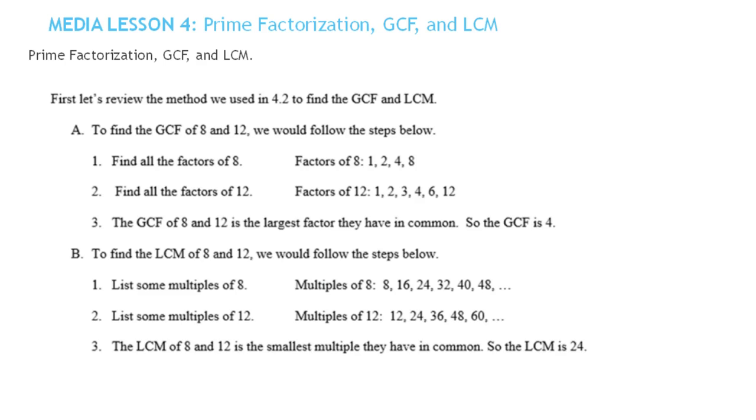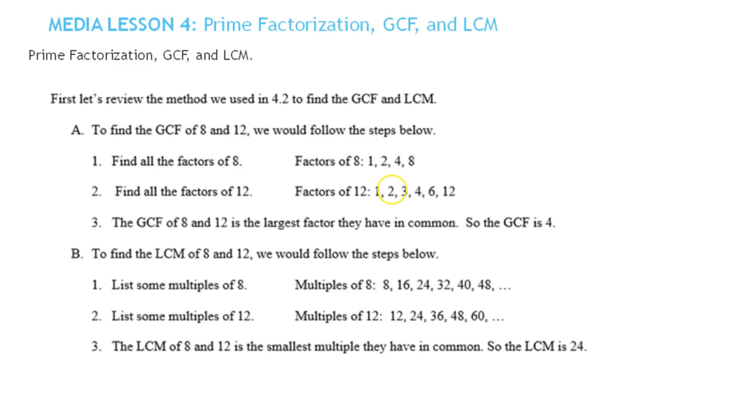Now that we've learned about prime factorization, we're going to look at prime factorization in relation to greatest common factor and least common multiple. So first, let's just remind ourselves of how we found the greatest common factors and least common multiples before. Using the example from 4.2, when we wanted to find the greatest common factor of 8 and 12, we listed all the factors of 8, listed all the factors of 12, then found the largest factor they had in common, which was 4.